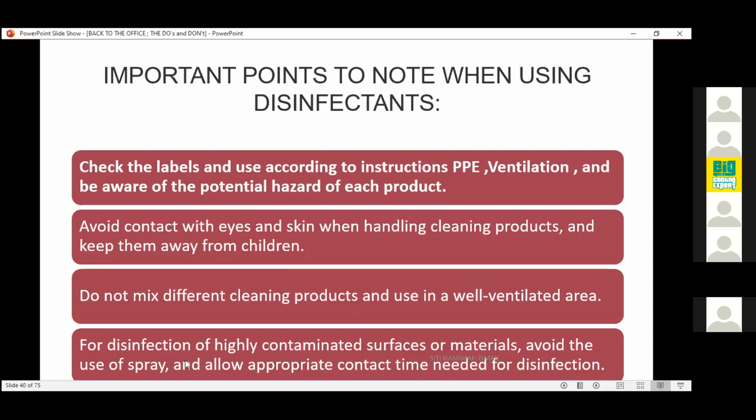And then untuk disinfect highly contaminated surface, avoid using spray. Sebab apa? Dia allow appropriate contact time ya. Kalau you nak guna fogging punya method, you kena tanya manufacturer you, is it proper? Okay. Kalau dia guna fogging method, what is the chemical that can be released in the air and how long it will take them to settle down? You kena tanya. Okay.